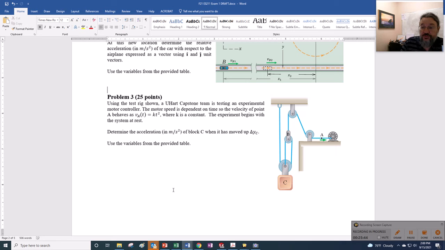Alright, so we have this pulley system right here, and this motor is dependent on time. It has some type of controller that says it's a function of time. And we want to determine when the block C has moved up some known delta YC.